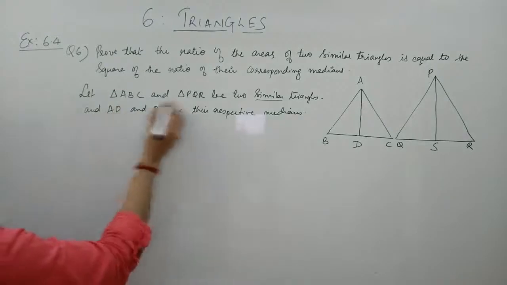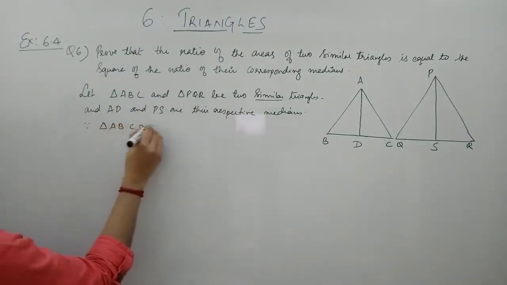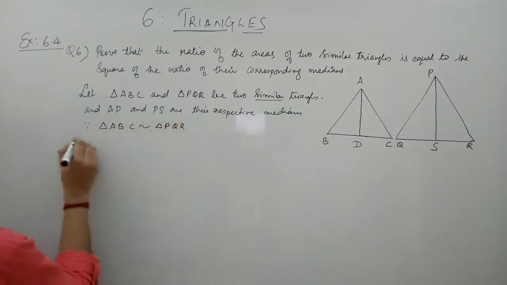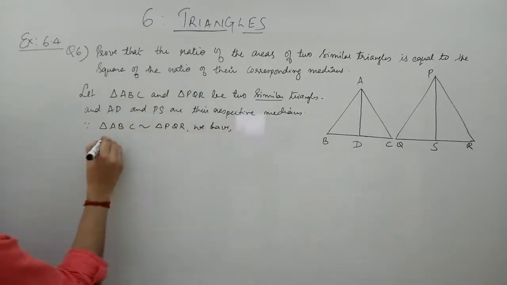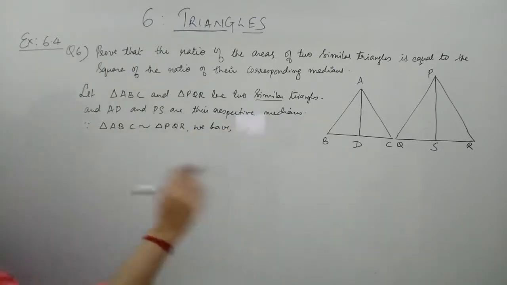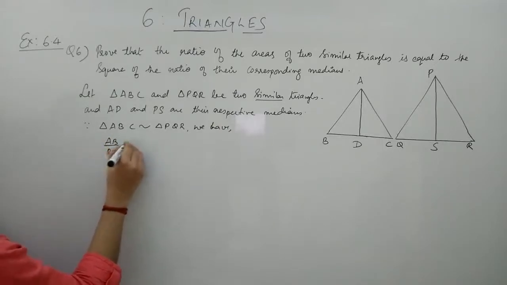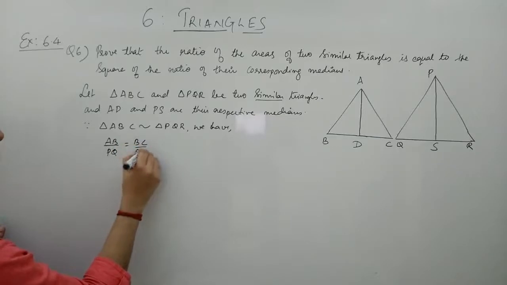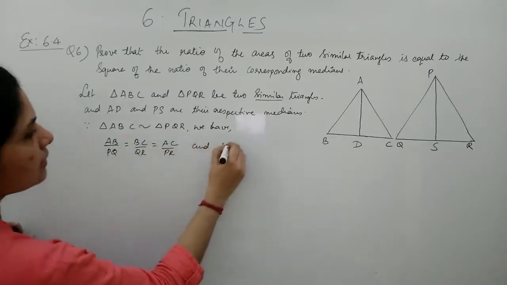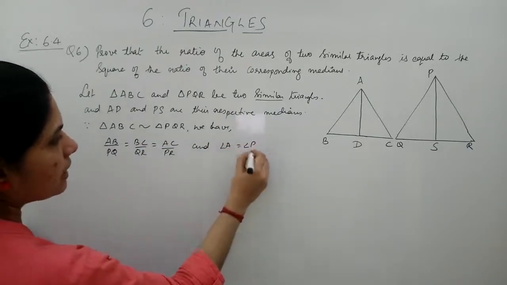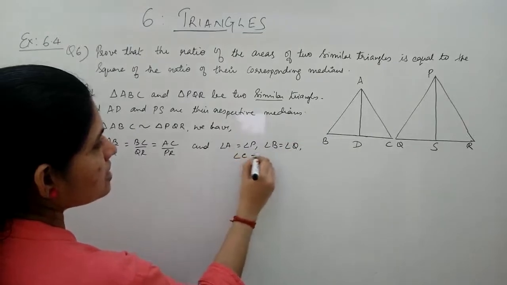So from the concept of similarity, since triangle ABC is similar to triangle PQR, we have their corresponding sides proportional, that is AB by PQ is equal to BC by QR is equal to AC by PR, and you will get angle A is equal to angle P, angle B is equal to angle Q, and angle C is equal to angle R.